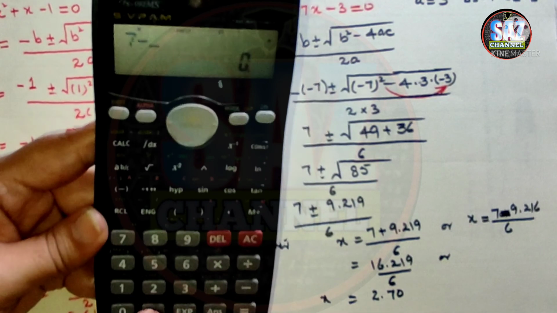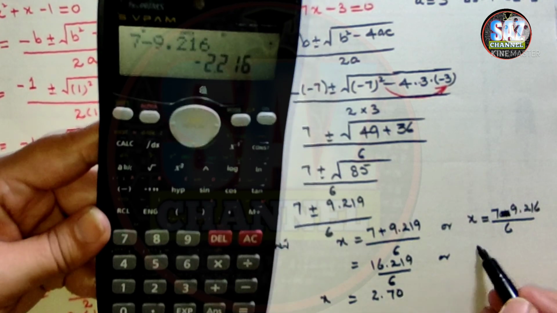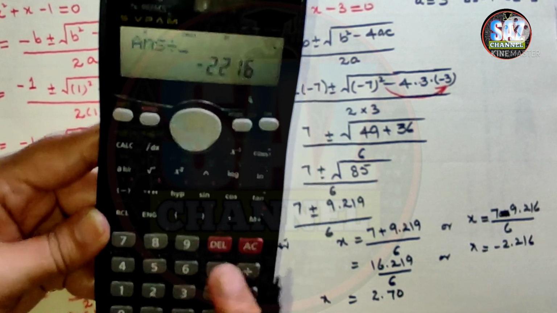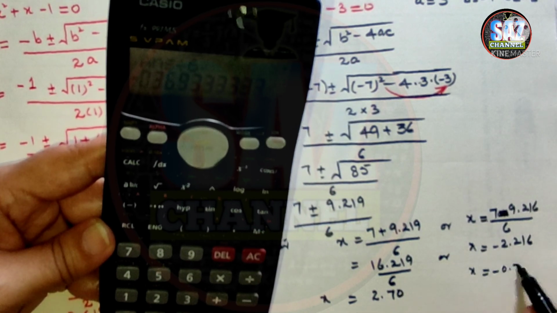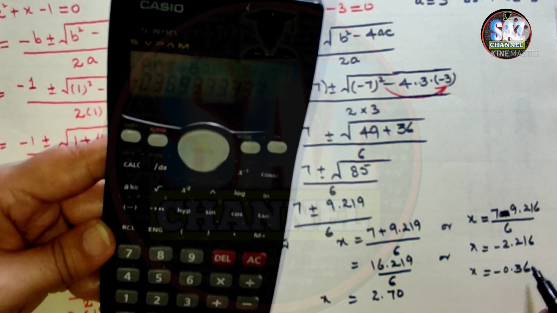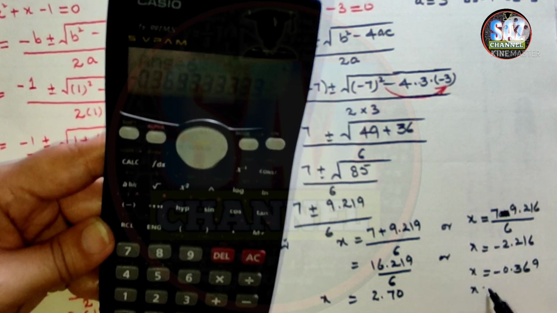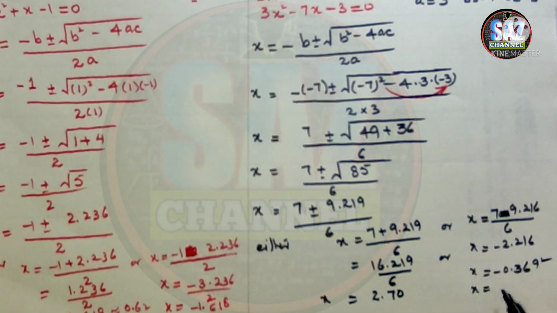or 7 minus 9.219, x equals minus 2.219 divided by 6, minus 0.369, or it can give me to the nearest 3 significant figures, so it's okay. So x will be equal to minus 0.369.